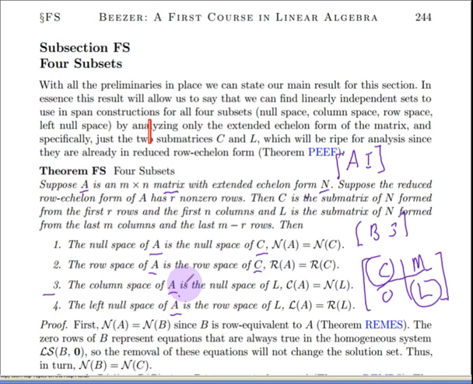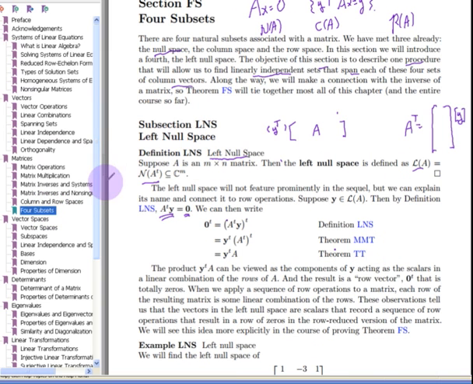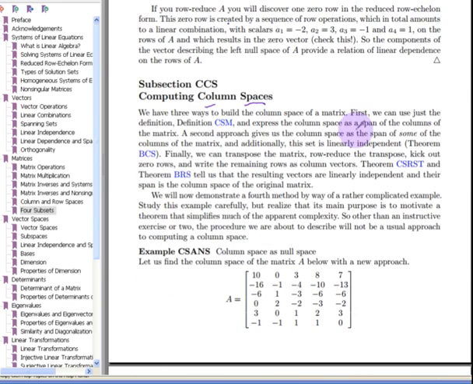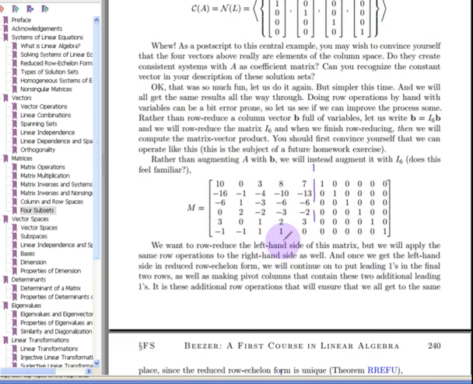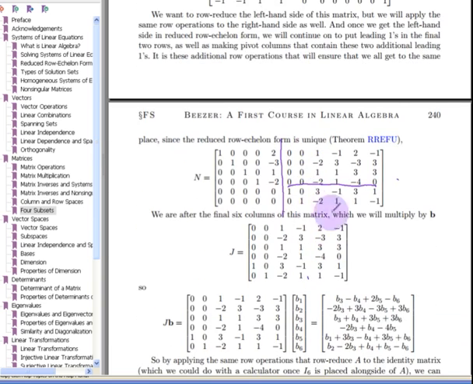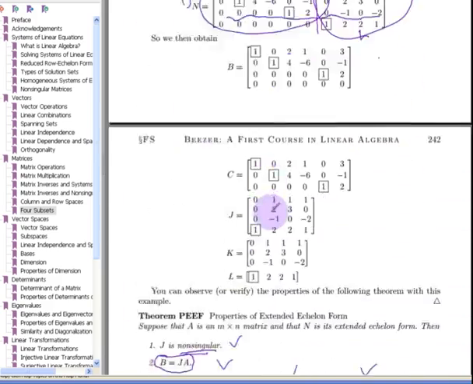The third one: the column space of A is the null space of L. That was what we did in the first part of this section when we looked at four subsets. That was this thing, computing column spaces. We computed column spaces exactly by taking this matrix, row reducing, taking this part, which was L, and then finding the homogeneous solution. Okay, so we've knocked down the third one.